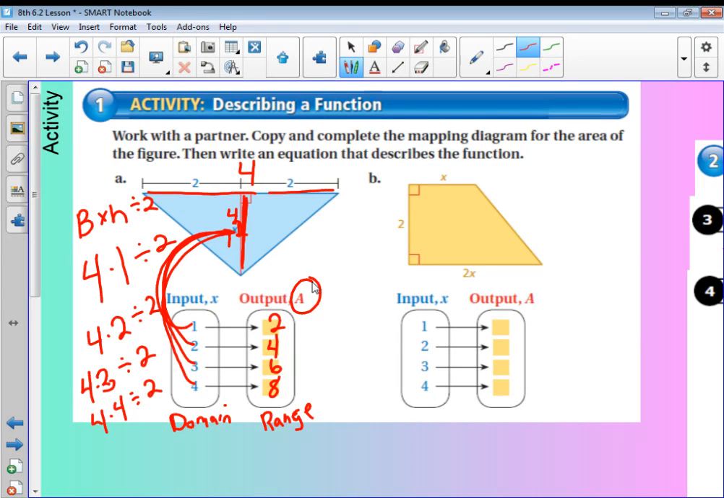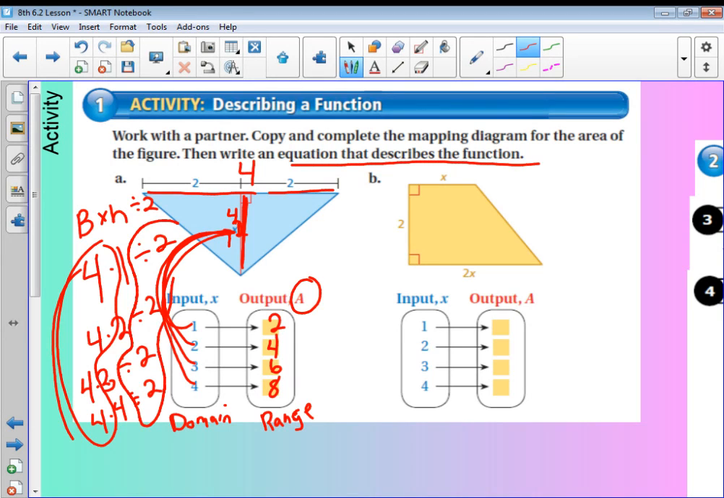Okay, so now they also want us to write an equation that describes the function. So when we're looking at each of our formulas that we have written out over here, what do we see is the same in all of them? It looks like we have 4 times a number, and we also have divided by 2. That is the same in all of them. So what would 4 divided by 2 give us? That would give us 2, right? So that's what's in common. That's the same in every single one.